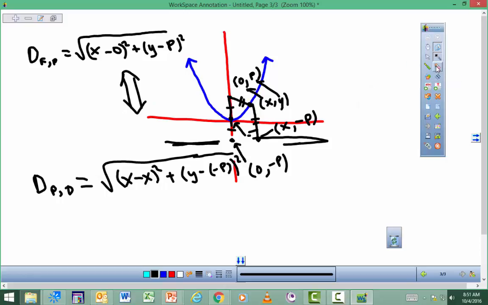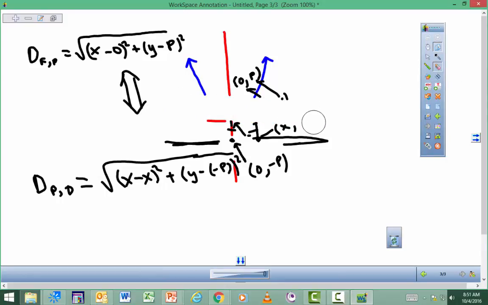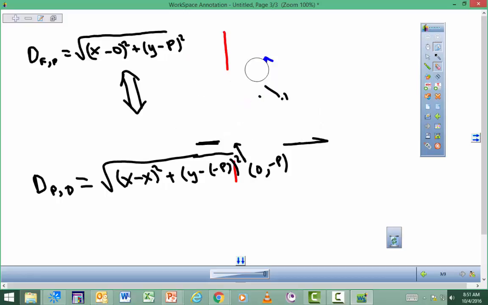Now check this out. I'm going to use my big eraser. I'm going to show you something that happens here, and I think you'll be amused by this. You don't have to write all this down. I'm just going to show you something.